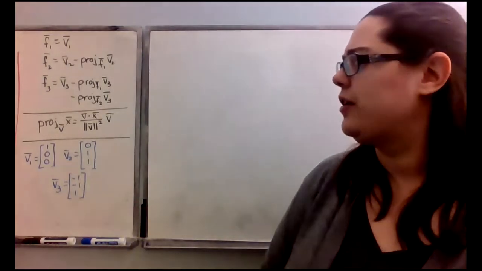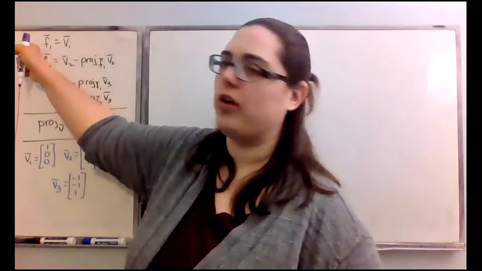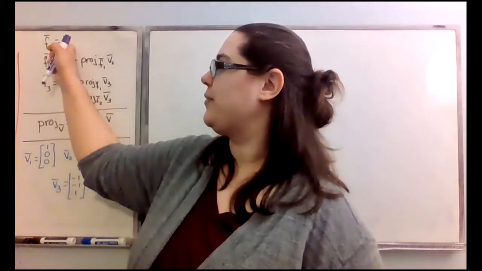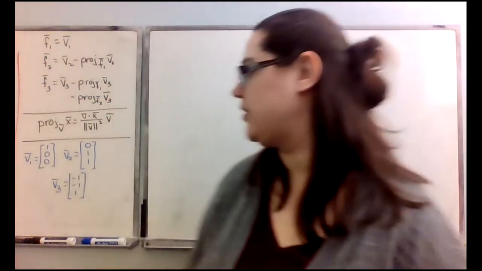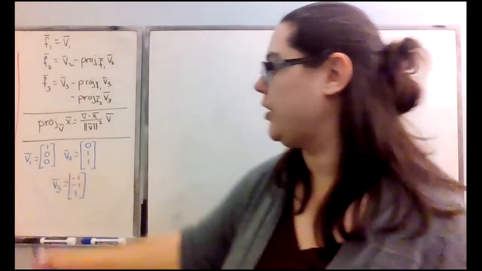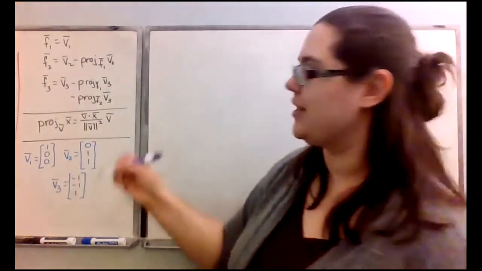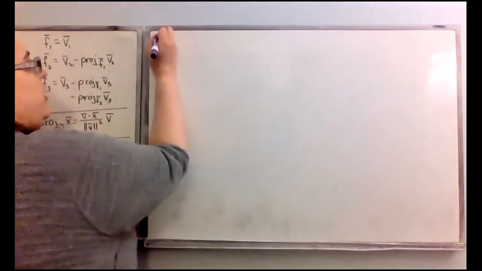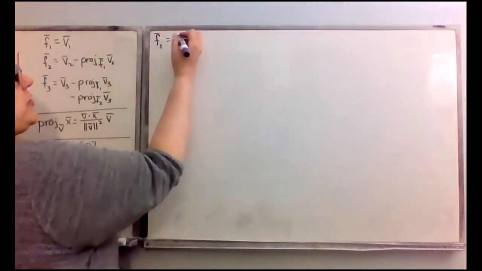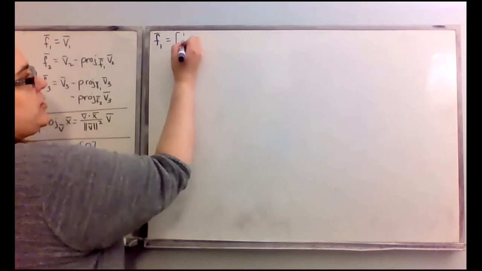So to start out with, our first vector for our orthogonal set is the same as the first vector in our set, in our basis. So I'm going to let F1 equal 1, 0, 0. Easy enough. So F1 equals 1, 0, 0.